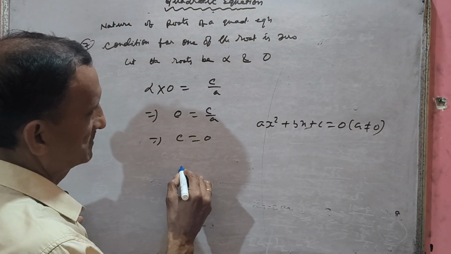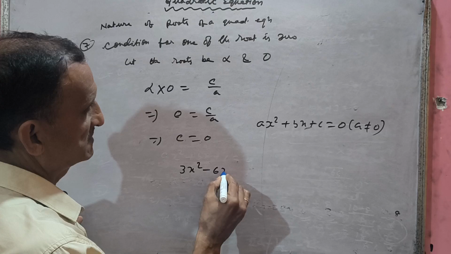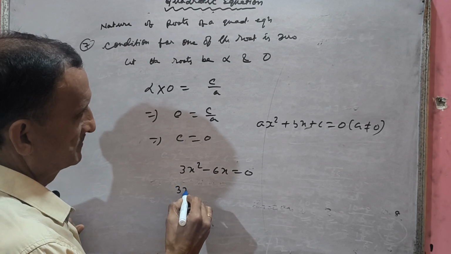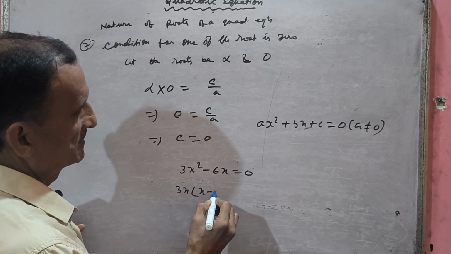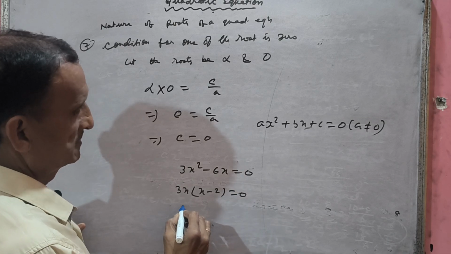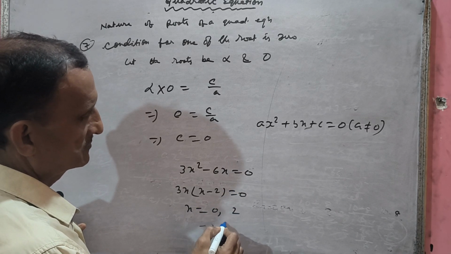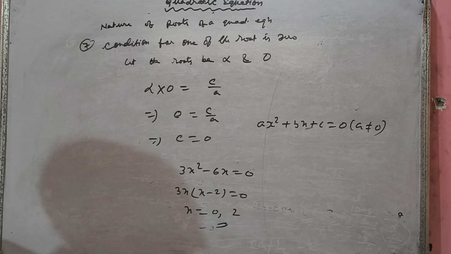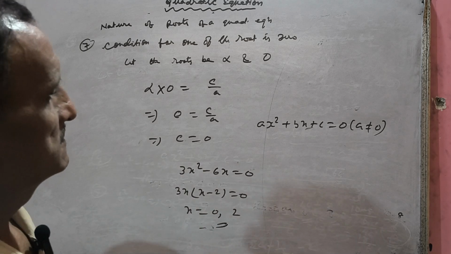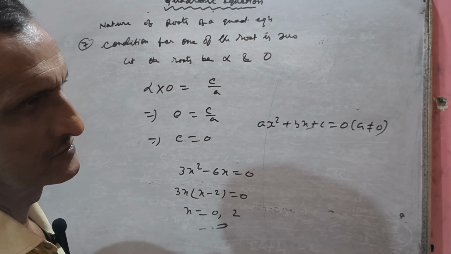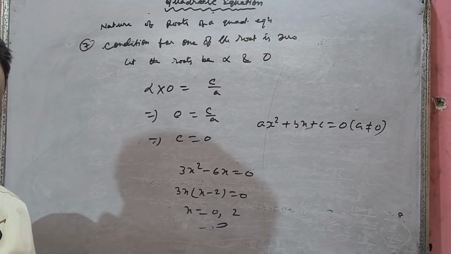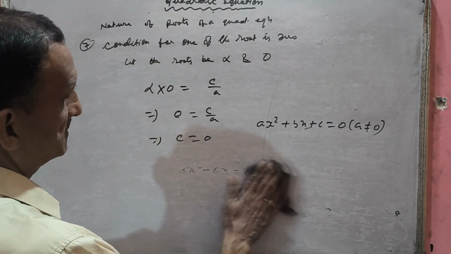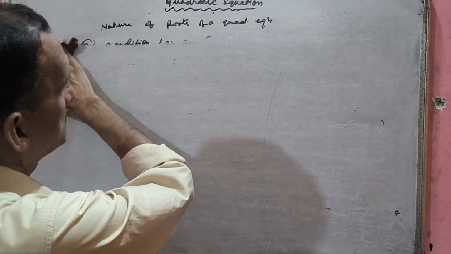Can you find one example? Suppose 3x square minus 6x equal to 0. What is a here? 3, b is minus 6, c is 0 here. If you take 3x common, what will you get? x minus 2 equal to 0. So x equal to 0 and 2, so one of the roots is 0. So this is called the symmetrical functions of roots of a quadratic equation as well as nature of roots of a quadratic equation. Using this, many sums in exercises can be done. I will give you the sums also.